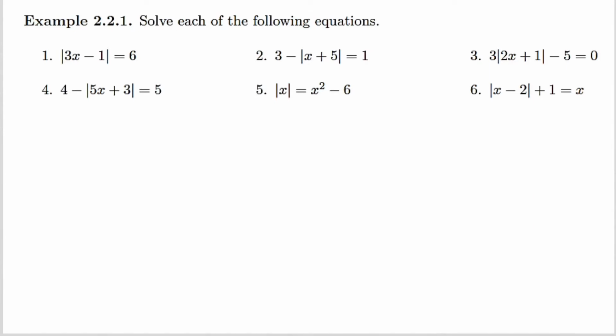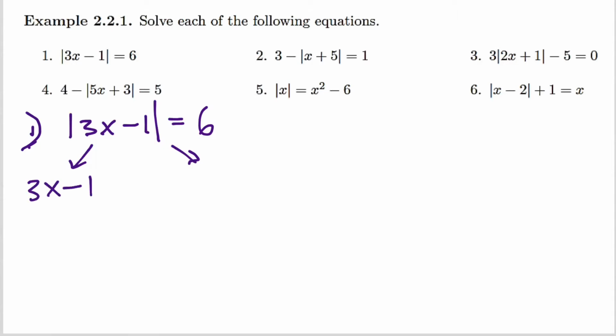Okay, so let's practice. This is something you might remember somewhat from Algebra 2, but let's go through some examples here so that we can refresh our memory. So for example 1, we have the absolute value of 3x minus 1 is equal to 6. What we're going to do is set up two equations. We're going to say the inside could potentially be positive, or the inside could potentially be negative. And we're going to solve those two equations for two different values of x.